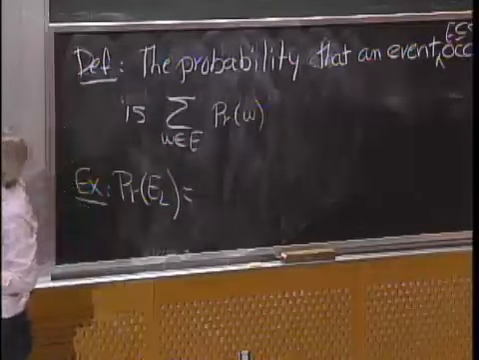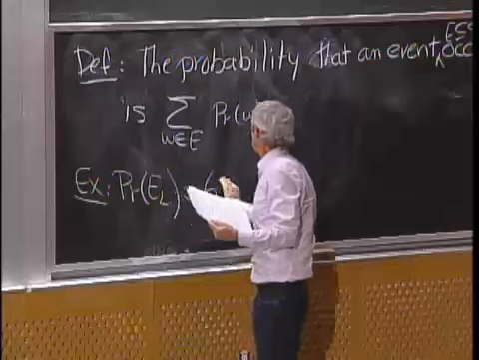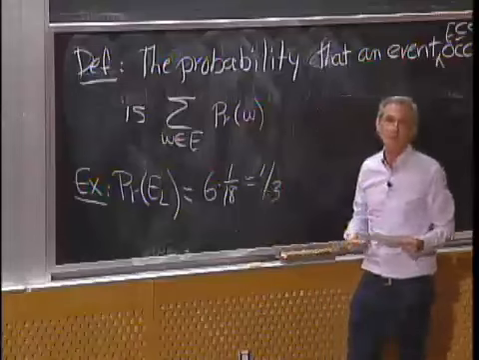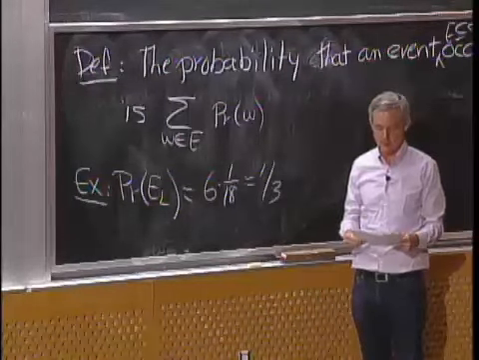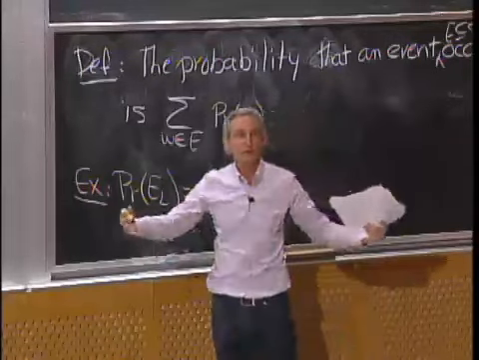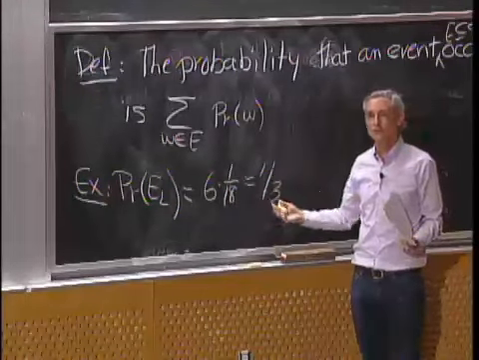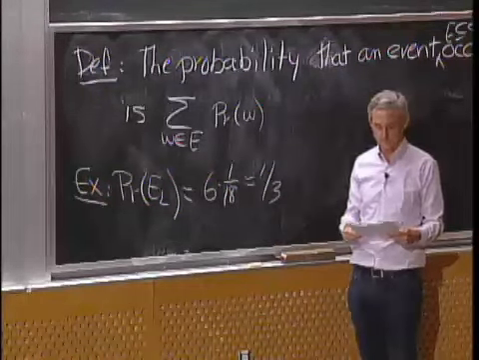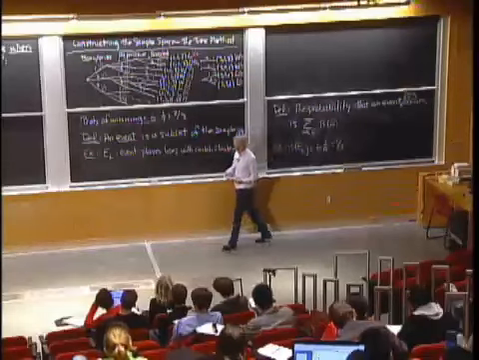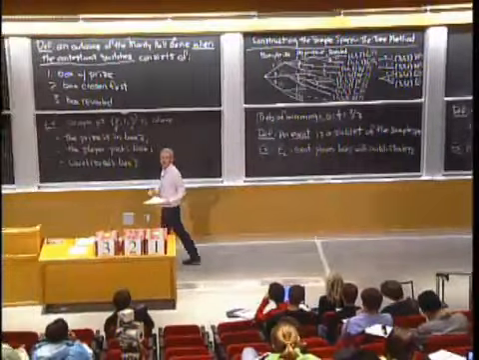well, there are 6 sample points where the player loses, each with probability 1/18. So it's 1/3. That's the probability the player loses on the switch strategy. And that's not surprising because you either win or you lose, so the probabilities have to add to 1. If you win with probability 2/3, you lose with probability 1/3. Okay? All right, so Marilyn was right. Much better to switch. We'll do a bunch more examples with Monty Hall tomorrow.